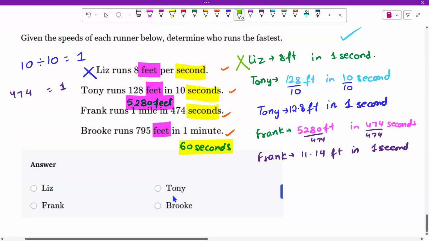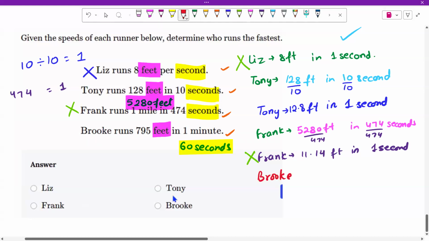Tony. 12.8 is bigger than 11.14, and both are per 1 second, so there is no other comparison we need to do here because they're both the same thing. Frank is out of the option, we know. Okay. So now, Brooke is left.